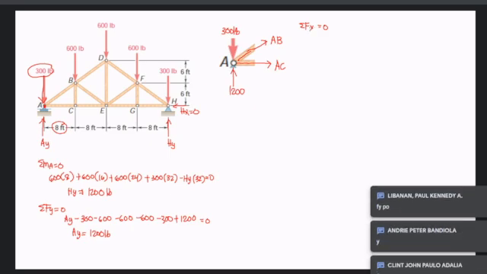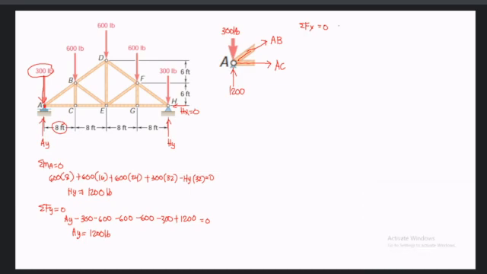Okay, mabilis na mag-analyze yung iba, no? Nagigets na nila yung dapat unahin, yung priority. So minsan inuuna si Y, hindi na inuuna si X. So that summation Fy is equal to 0.